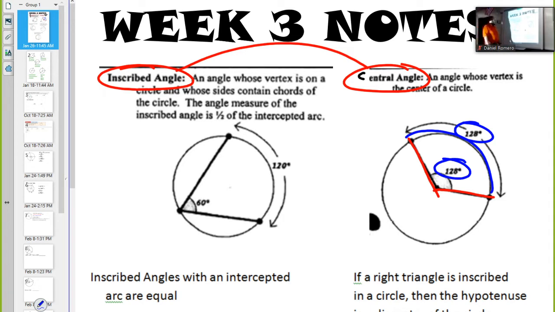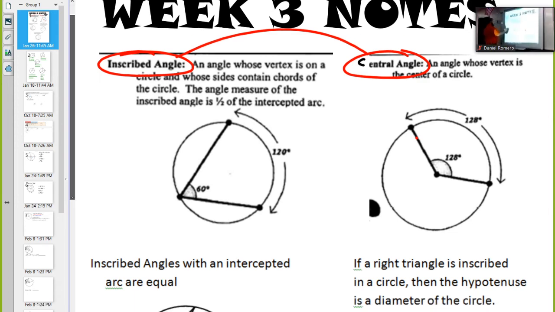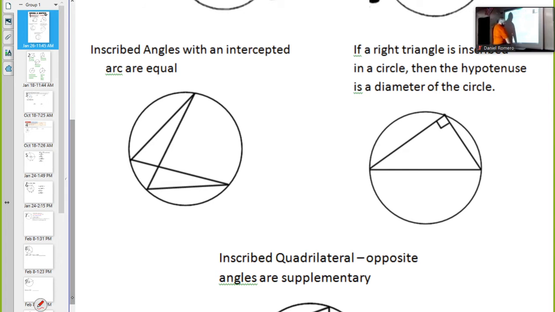So we can use this information now to make some properties. There's a couple of other things that you need to be aware of going forward. So here's the first one. What type of angle did I just draw? Inscribed, very good, because it's made up of 2 chords.